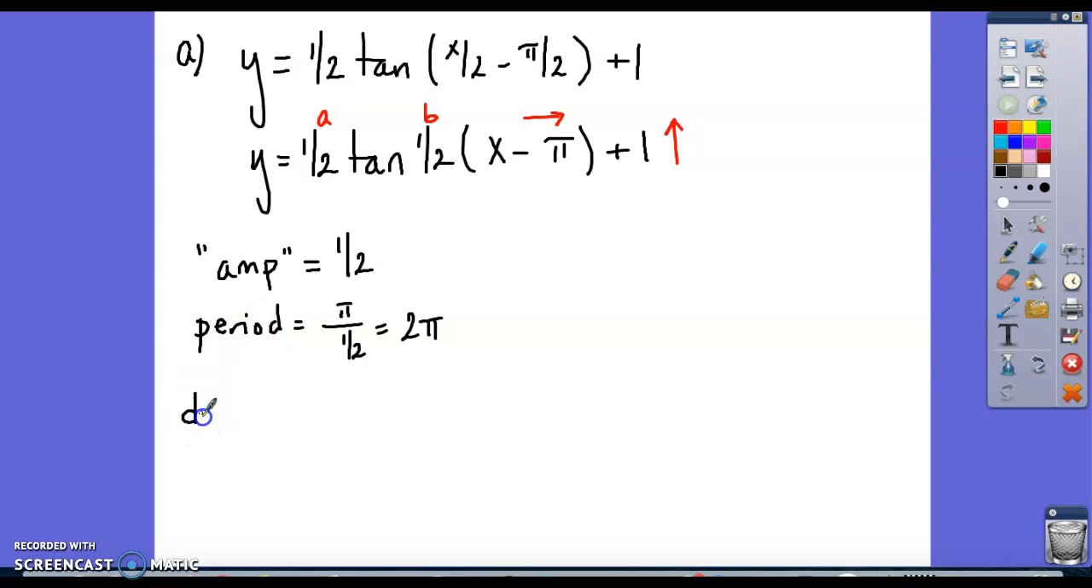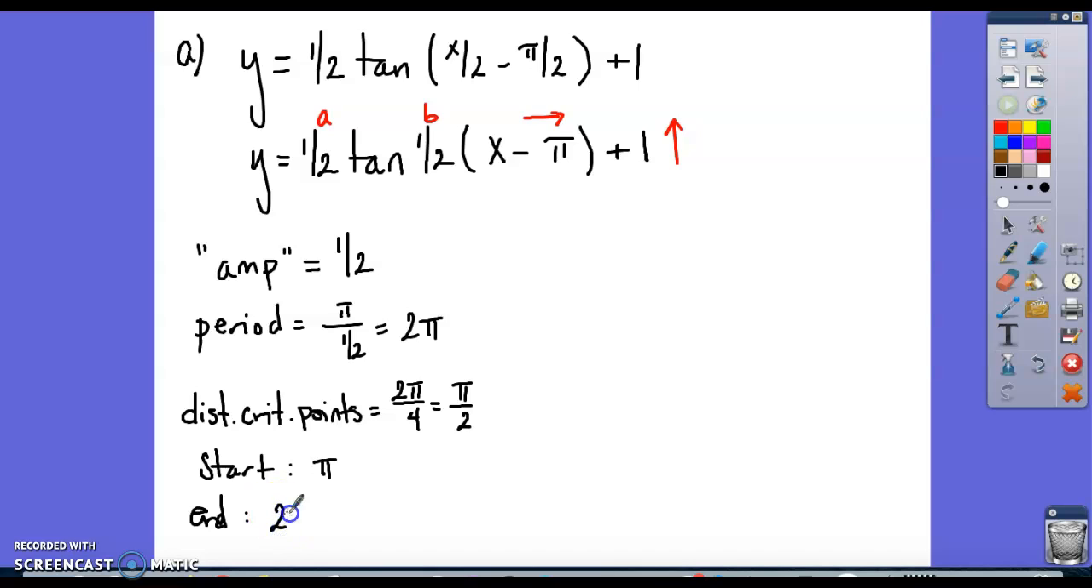Okay, that means that the distance between my critical points is 2 pi over 4, which is pi over 2. Okay, I'm going to start at my phase shift, which is pi, right? Normally I start at 0, but we're shifting right pi units. I'm going to start at my phase shift, that's pi, which means I'm going to end, if my period would normally end at 2 pi, but I've got this phase shift in there, that's going to shift that over to 3 pi.